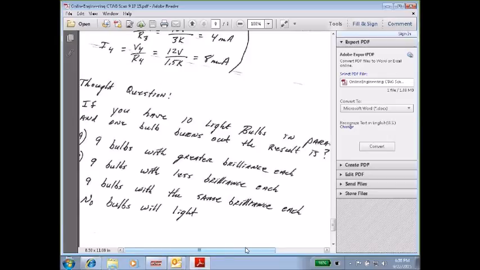Now, let's go back to the way it's written in a parallel circuit. And my choices are 9 bulbs with greater brilliance each, 9 bulbs with less brilliance each, 9 bulbs with the same brilliance each, or no bulbs will light. Well, the correct answer would be 9 bulbs with the same brilliance for each bulb.